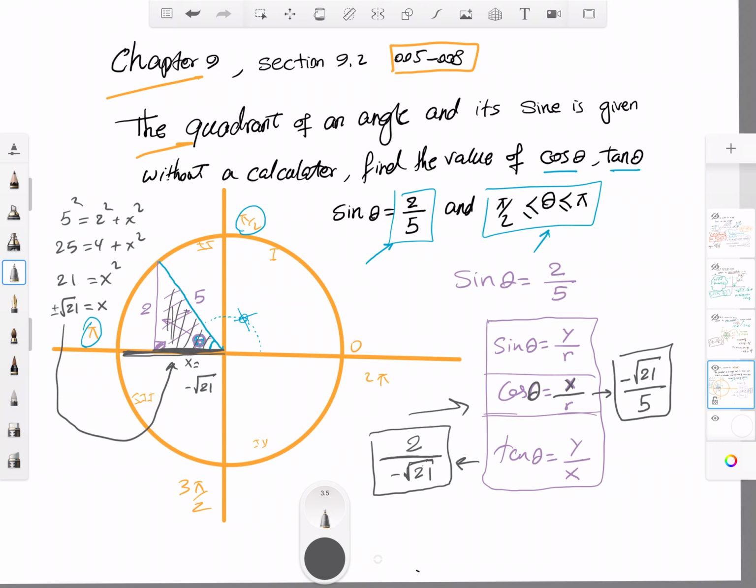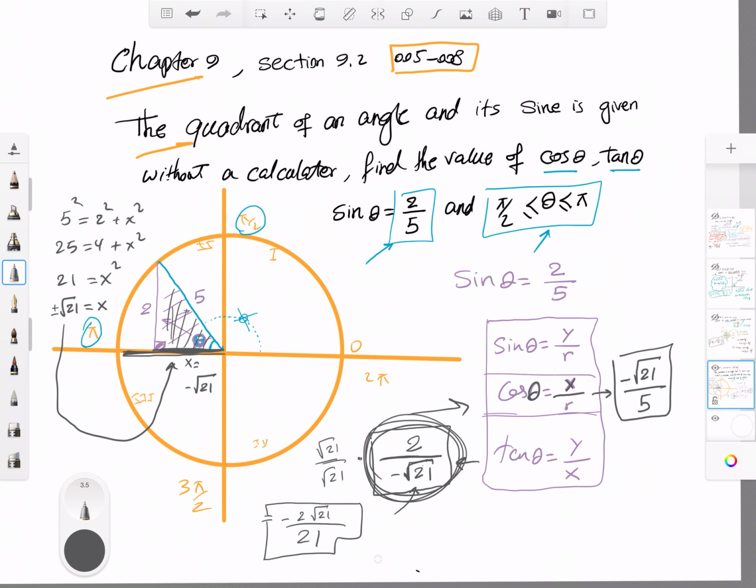But we need to rationalize the denominator. But I just noticed that they didn't say anything. So this could be the final answer, but usually we would like to multiply by the radical on the denominator to get rid of the radical in the denominator. This will be negative 2 root 21 over 21. This is a final answer, but you also can leave it as this. All right.